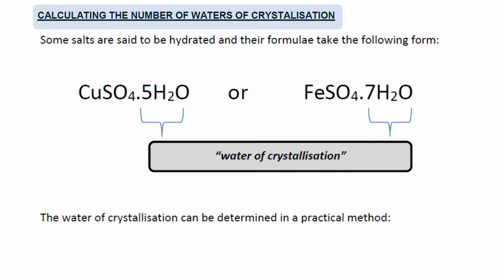I mentioned this briefly earlier on in this PowerPoint. There's something called hydrated salts that you might have done at GCSE. Copper sulphate is a common one that you might study at GCSE. So there are two types of solid copper sulphate. White copper sulphate, which is just CuSO4, it's anhydrous, it doesn't have water. And then there's blue copper sulphate, which is hydrated copper sulphate.